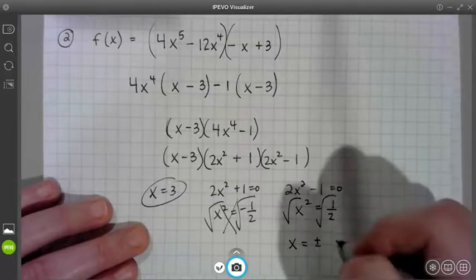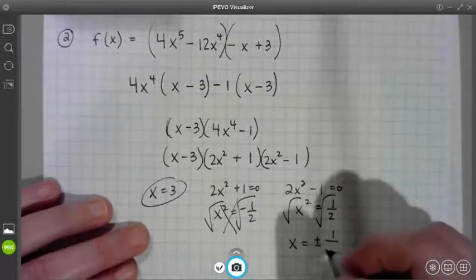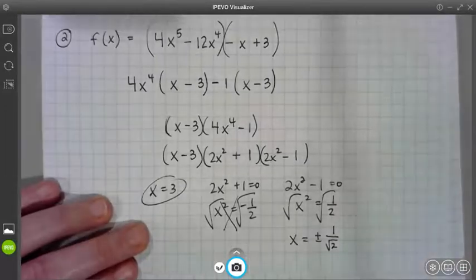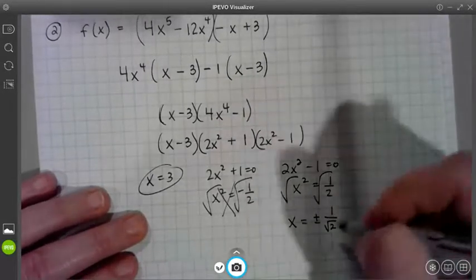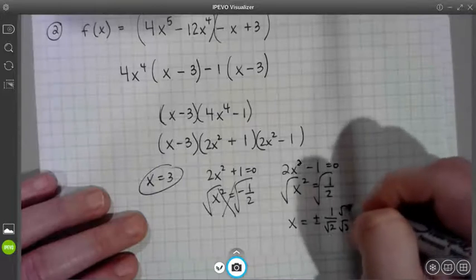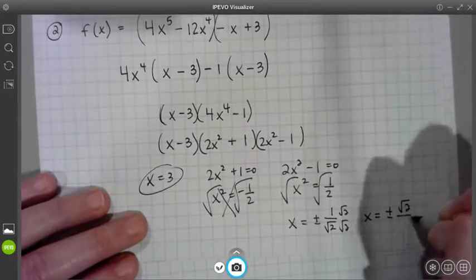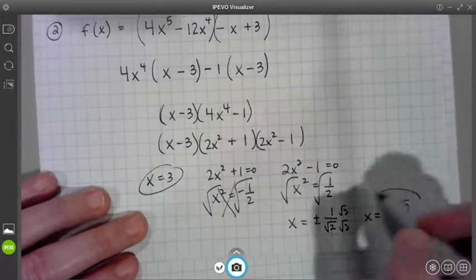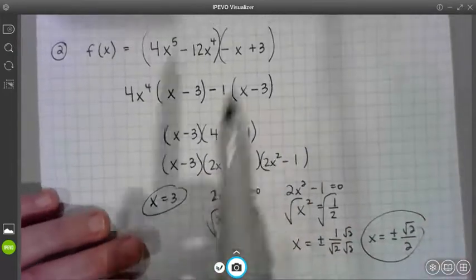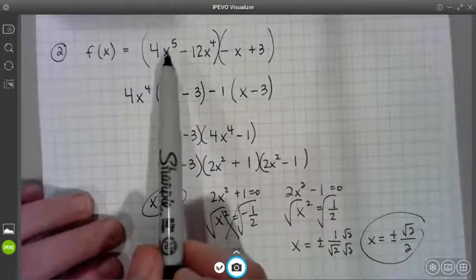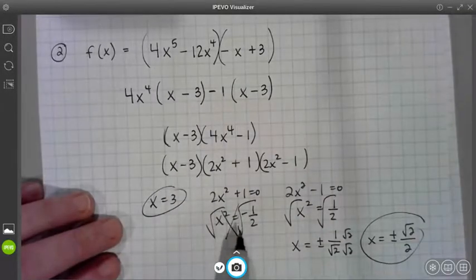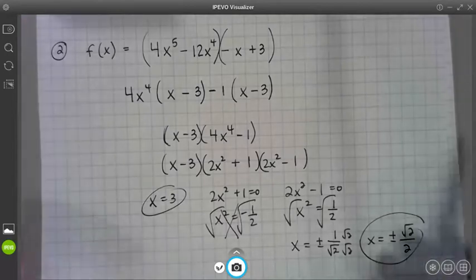The square root of 1 is 1 over, I can't take the square root of 2, and I can't reduce it, so I'll just rationalize it by multiplying top and bottom by root 2. So you end up with x equals plus or minus root 2 over 2. And those are 3 of your zeros out of the 5, because 2 of them ended up being imaginary. All right. And then you could just start plotting them, right?